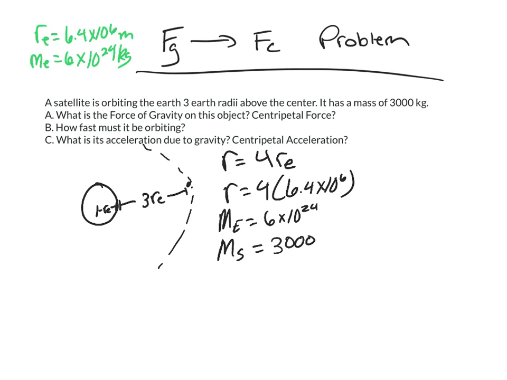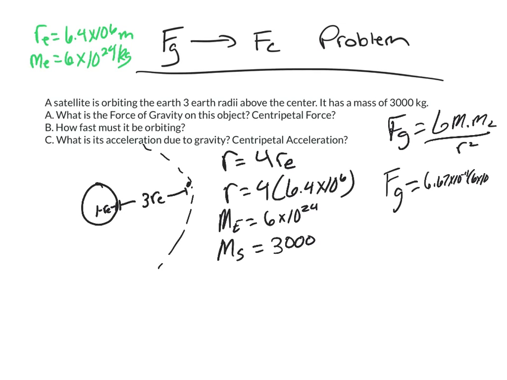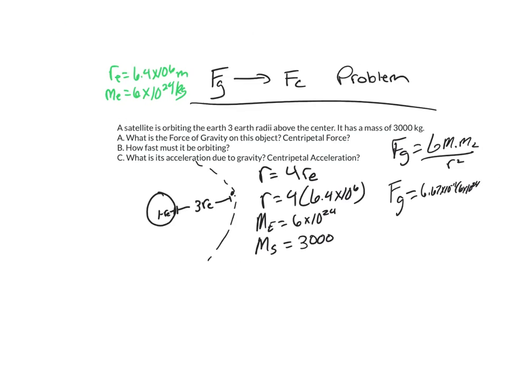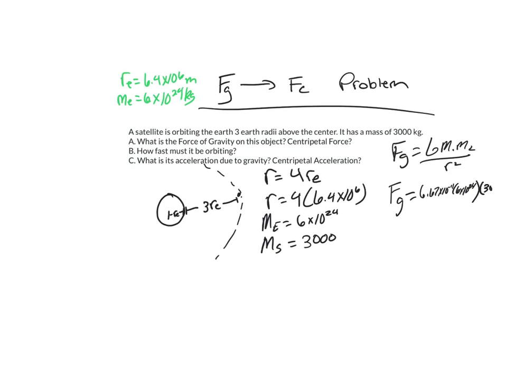So I could plug this into the force of gravity formula, which, if you'll remember, is force of gravity equals big G m1 m2 over r squared. So the force of gravity equals 6.67 times 10 to the negative 11th times 6 times 10 to the 24th times 3,000, divided by 4 times 6.4 times 10 to the 6th, and then you would have to square the whole thing. You got to square the 4 as well.